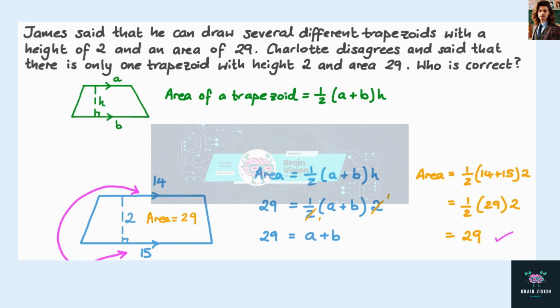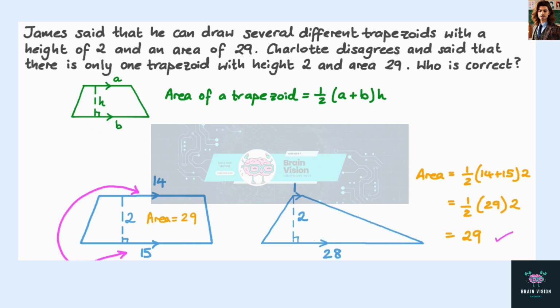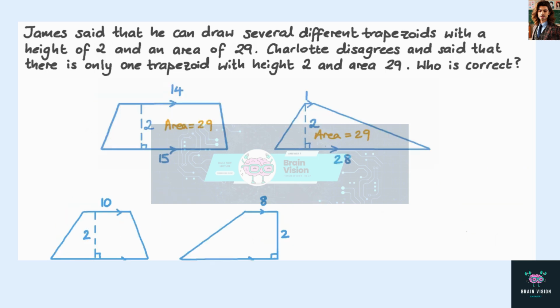However, are there other lengths that also sum to 29 length units? Yes. For example, we could draw a trapezoid that has a top base of 1 unit and a lower base of 28 length units. These lengths also sum to 29 length units. So the area of this trapezoid would also be 29 square units. In fact, here are 2 different trapezoids we could also draw.